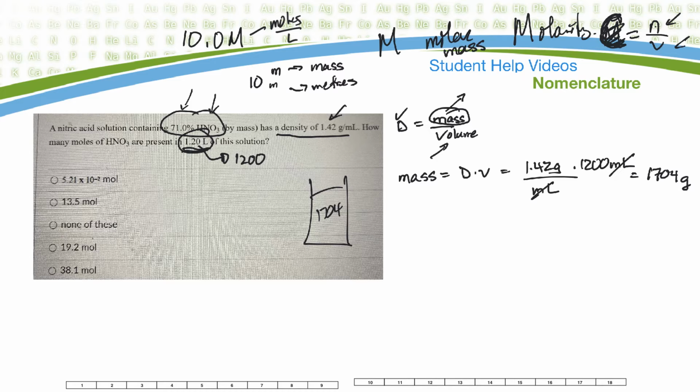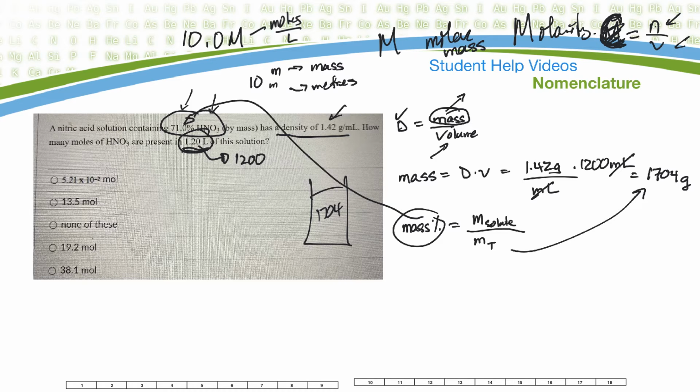Okay, so the formula for that is mass percent is equal to the mass of the solute divided by the total mass of the solution. So the total mass of the solution is this one. The mass percent is that one. So I can figure out the mass of the solute. So the mass of the solute is equal to the mass percent, which is 71%. Oh, I forgot to put a times 100 there.